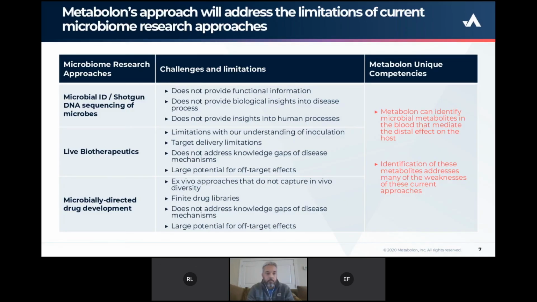So some limitations of common microbiome research approaches, and really where Metabolon can fill those gaps is shown here. I mentioned microbial identification, shotgun DNA sequencing, using live biotherapeutics, microbially directed drug development. All these things are good to do and fold into your research and development, but they also have their challenges and limitations. Metabolomics can really identify those metabolites, not only in the feces or in the blood, but really any biological matrix that you can harvest from any living thing, and really address the weaknesses of these current approaches.